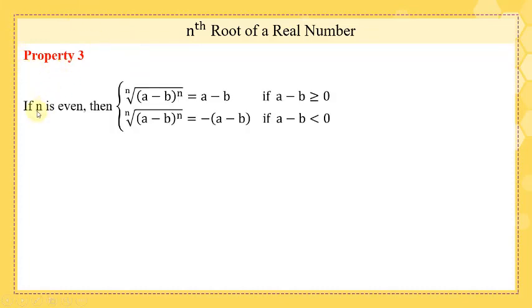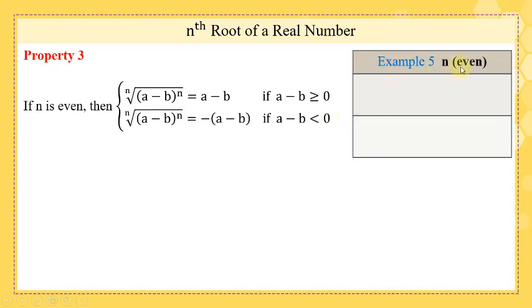Property. If n is even, then the nth root of (a minus b) to the power n is equal to a minus b if a minus b is greater than or equal to 0, and it is equal to minus (a minus b) if a minus b is negative.